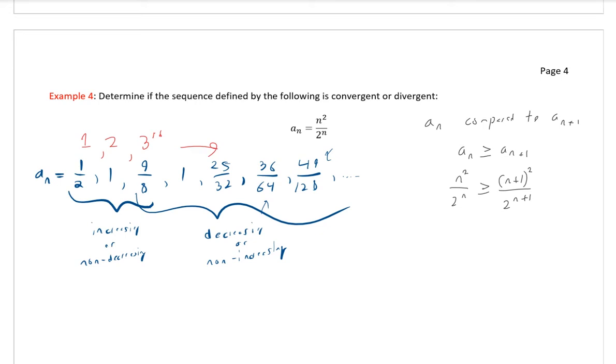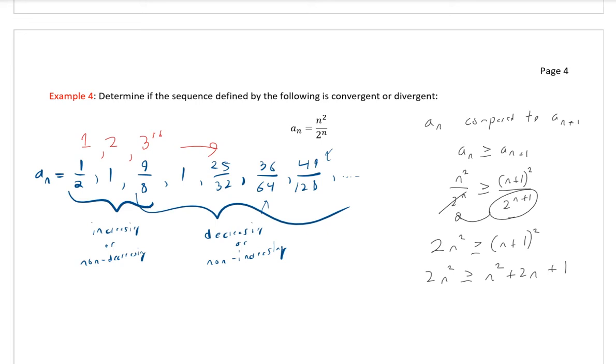Now we have an inequality here, which means we can maneuver things to either side. If I just move the 2 to the n plus 1 to the other side, that's going to cancel out that 2 to the n, and I'm going to have a 2 left over. I'll get 2n squared is greater than or equal to n plus 1 squared. Expand that out. That gives me n squared plus 2n plus 1.